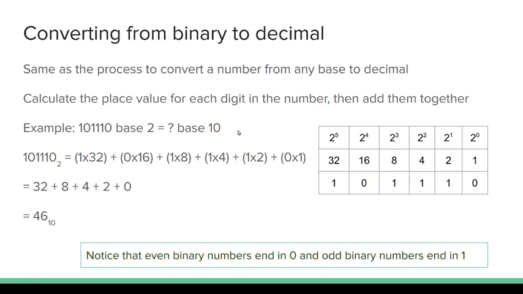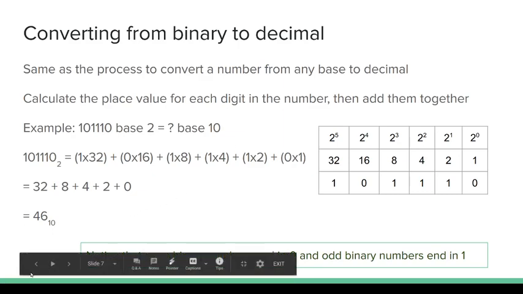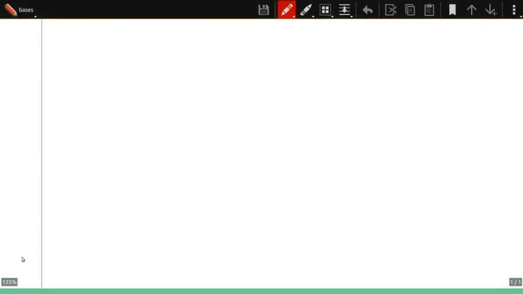Now let's have a look at just maybe one more example to try to really make it clear what we're doing here. So if we look at an example like 10110, and we say that this is a binary number, and we want to know what is this number in base 10.